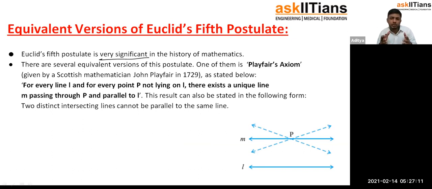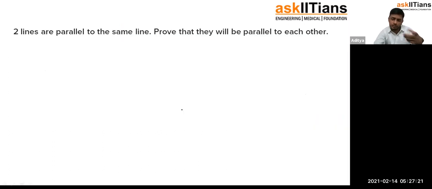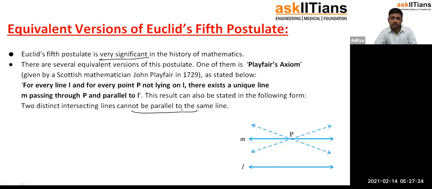Okay, and it can also be stated in a different form: two distinct intersecting lines cannot be parallel to the same line. This we will prove later as a question also. Here we have a question and we'll prove this using Playfair's axiom. So basically once we prove this, what are we proving? That these two are equivalent versions only. So we can say that indeed this can be stated in this form also. We will prove this in that particular question which I just showed. So right now, let us just focus on this theorem.